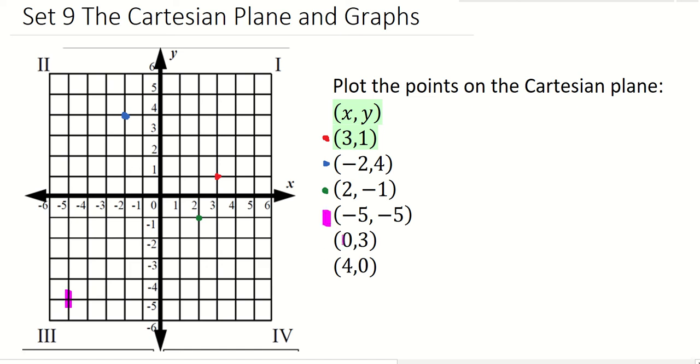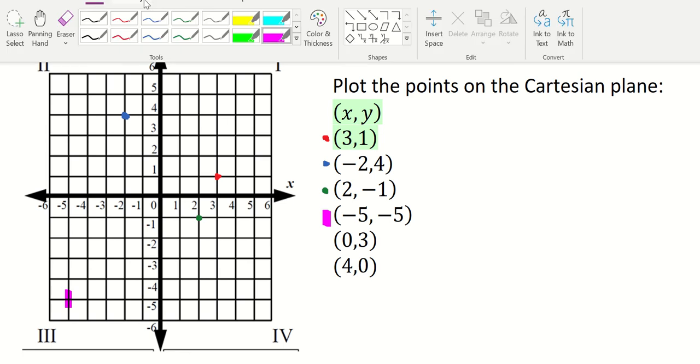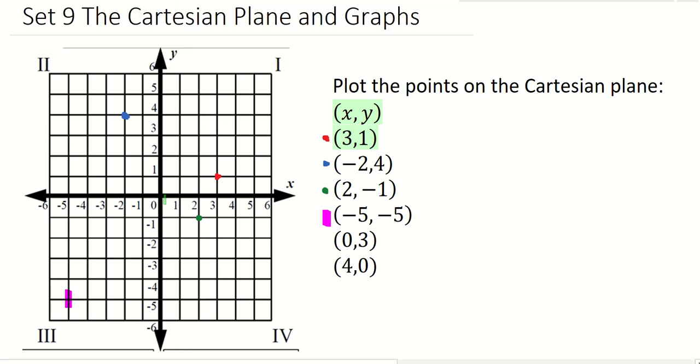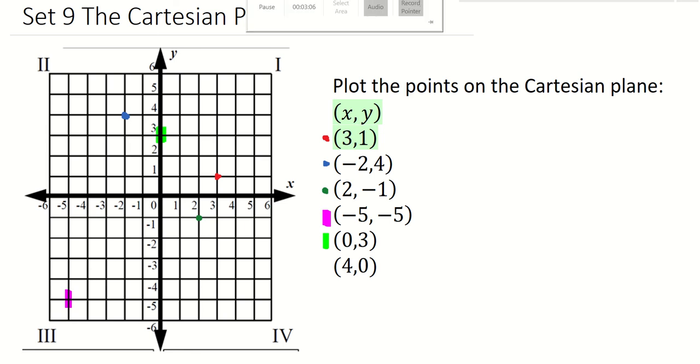0, 3. We go across 0 and up 3. So across 0 means we don't actually go across at all. We just go up 3, and there's our dot there at that point. Now notice how all these points I'm putting the dots not in the middle of a square, but on the corner. Okay, they are on the intersection of where the lines meet.